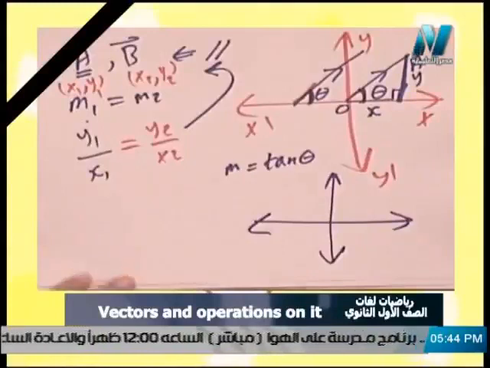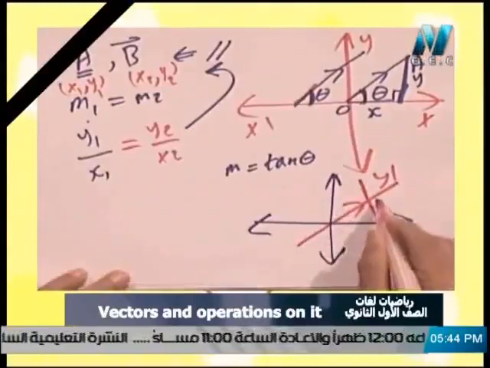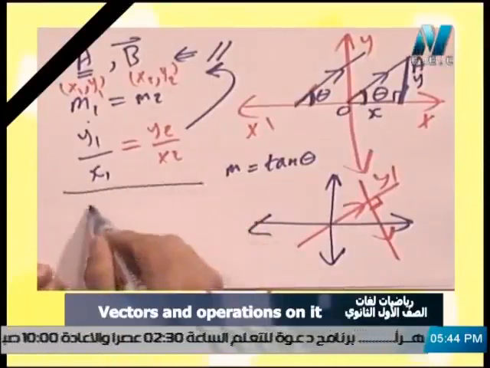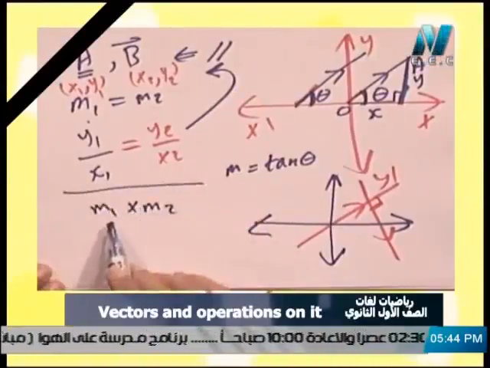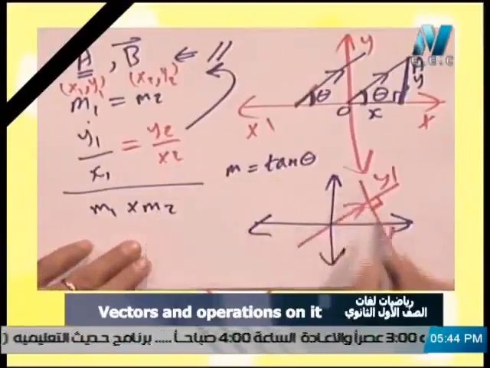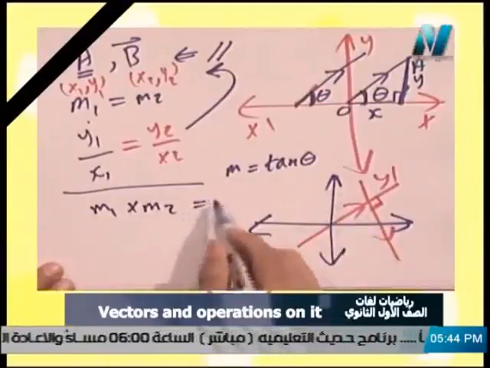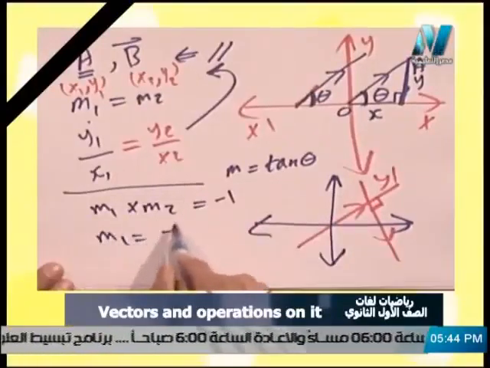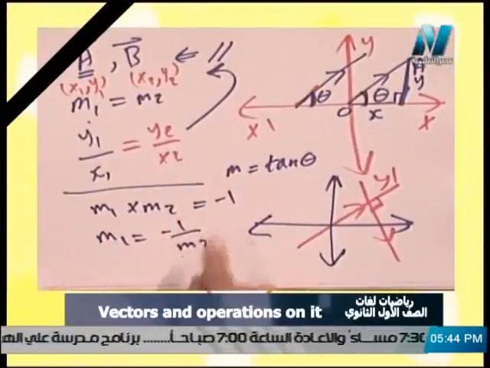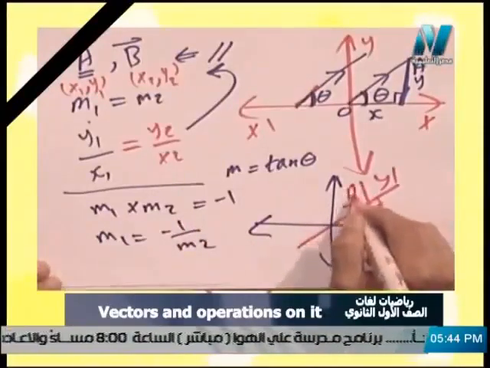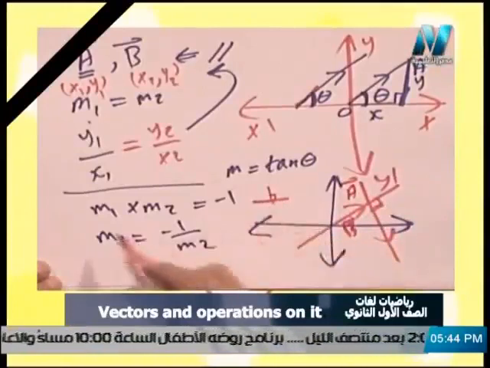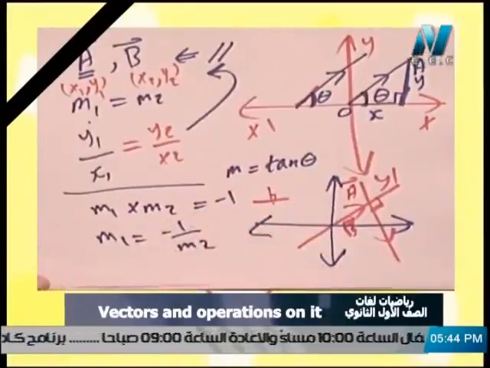Okay, let's discuss the perpendicularity of two vectors. If we have a vector here and another vector here perpendicular to it, then as we know before, m1 multiplied by m2, the slopes of the straight lines that carry the first and second vectors, equals -1. That means m1 equals -1 over m2. If m1 multiplied by m2 equals -1, then the two vectors A and B are perpendicular. And if they are perpendicular, then m1 multiplied by m2 equals -1, or m1 equals -1 over m2.